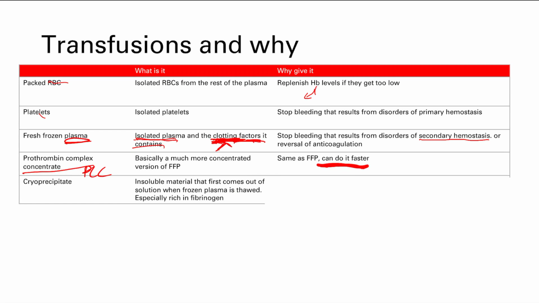Finally, cryoprecipitate. This stuff is the insoluble material that comes out of solution when frozen plasma is thawed. So you thaw this fresh frozen plasma slowly, so at a specific temperature, the stuff that dissolves out, that melts out, is this cryoprecipitate. Okay, and it's especially rich in fibrinogen. So you give it in bleeding in which there's decreased fibrinogen.